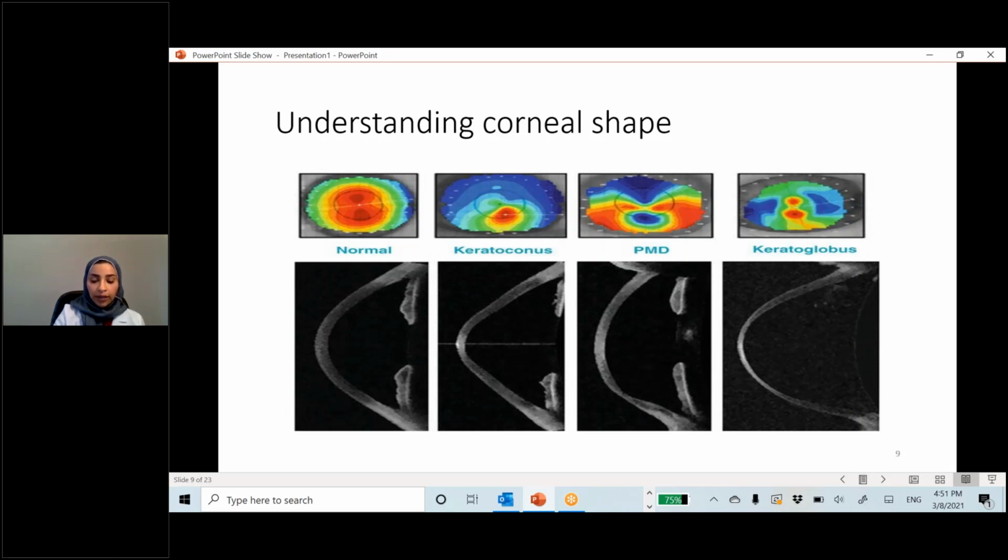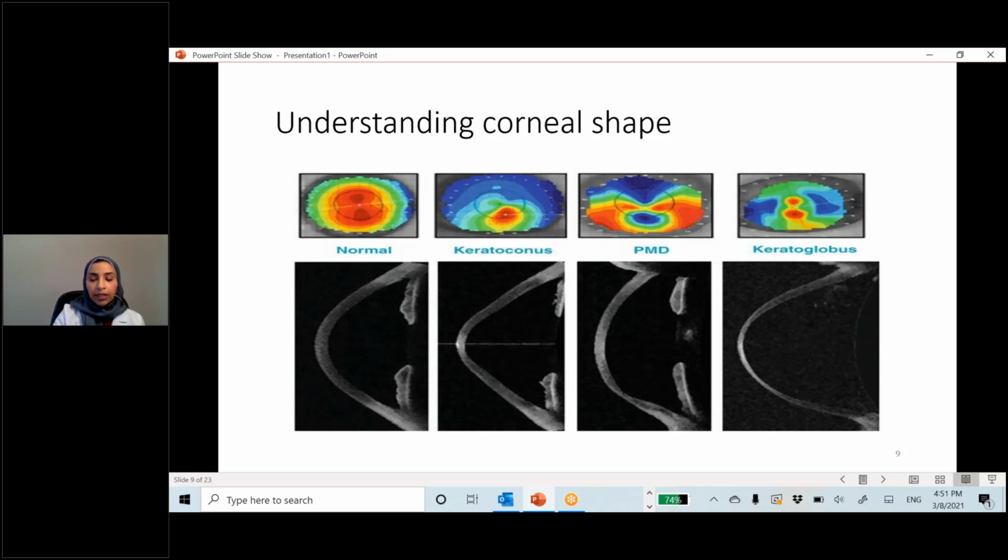The first one we have is a typical with-the-rule normal cornea for comparison, and I think it's really important to look at here. When we are looking at the keratoconus and PMD, you can see where the steepening is occurring. But what I would like to draw your attention to is that the superior aspect of this cornea and the keratoglobus here is a bit of an exception, but when you look at the keratoconus and PMD, the superior aspect of the cornea really is not that much different than the normal cornea.